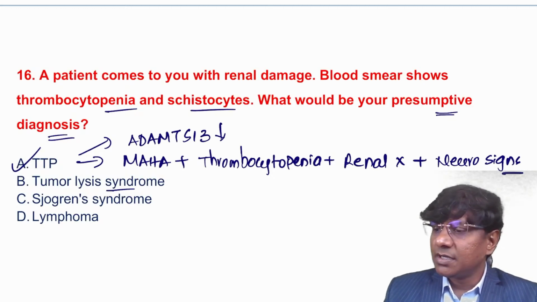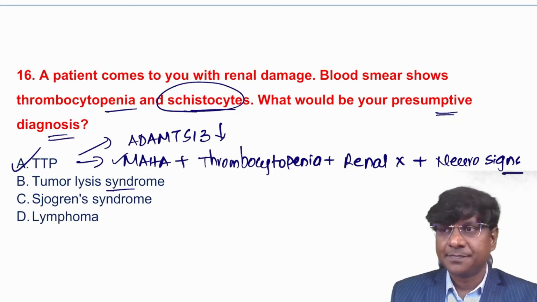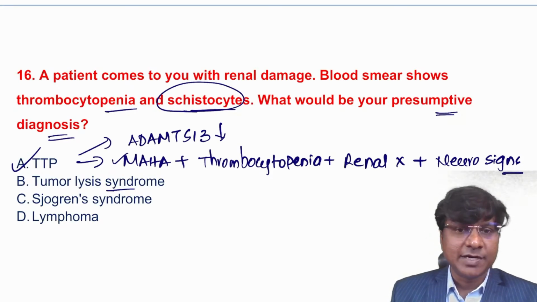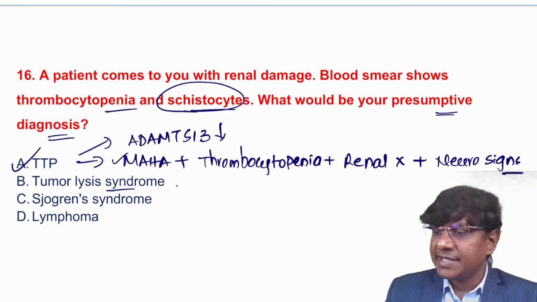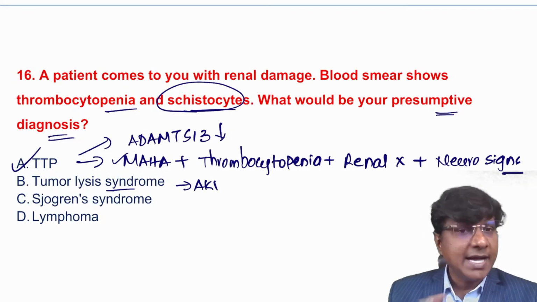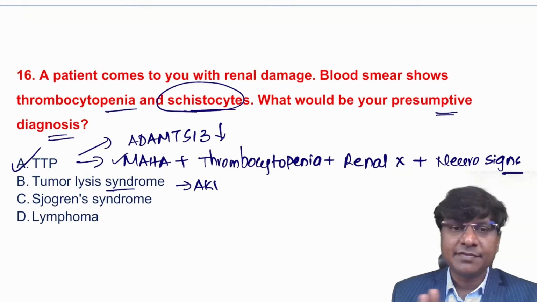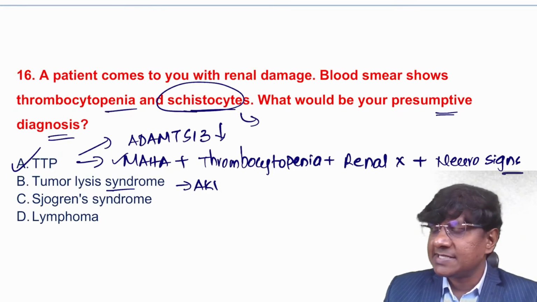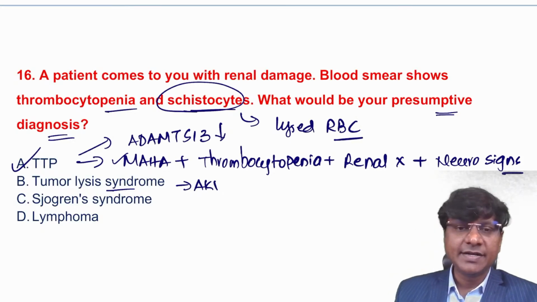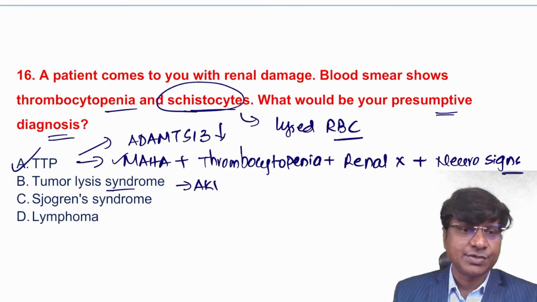And these schistocytes are due to what? They are mainly due to microangiopathic hemolytic anemia. Then followed by that, you take tumor lysis syndrome. So tumor lysis syndrome is the scenario where the individual will be having acute kidney injury. And in patients with tumor lysis syndrome, you don't have the schistocytes. Schistocytes are absent. What are schistocytes? They are lysed RBC. Right? Lysed RBC. So you don't have schistocytes in case of tumor lysis syndrome.